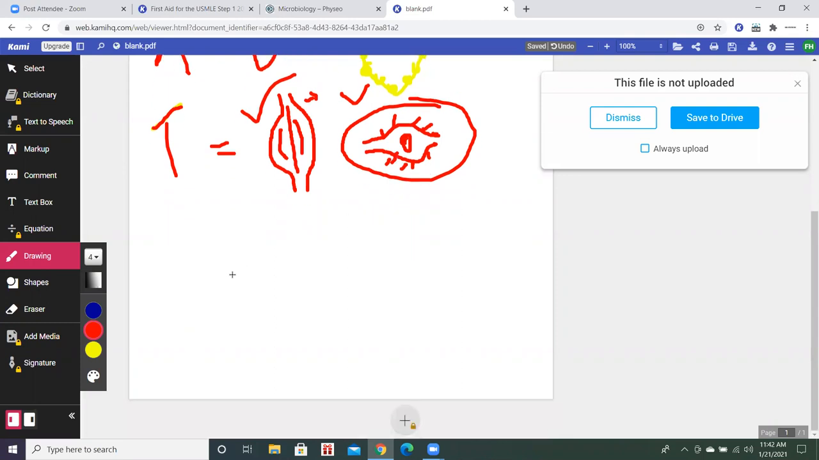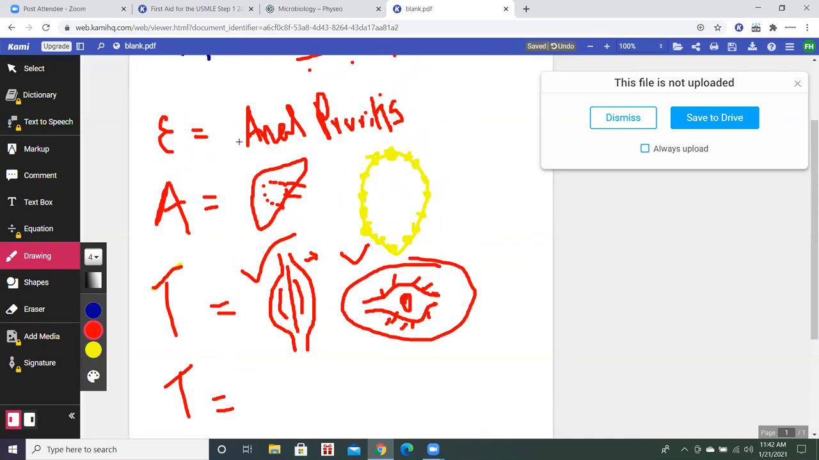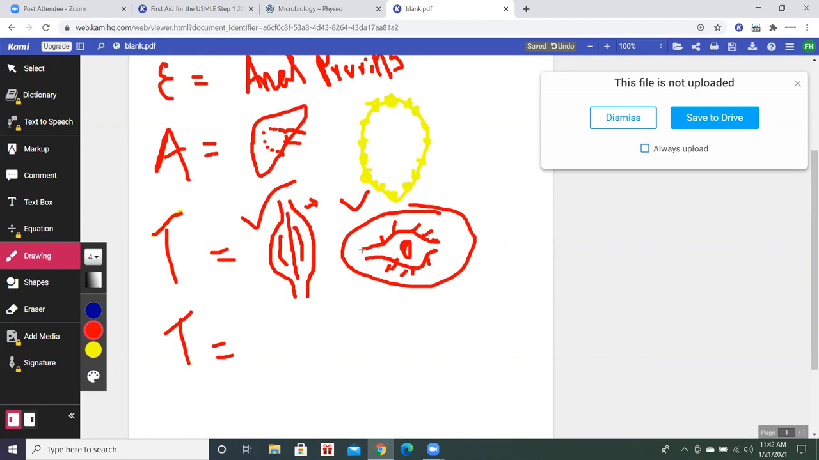Next one is Toxocara canis. So far we are done with enterobiasis for anal pruritus, ascariasis for causing biliary tract obstruction and the knobby coated appearance of eggs, the only high yield things you need to know. Then Trichinella spiralis for affecting the striated muscles and periorbital edema. Next one is Toxocara canis.